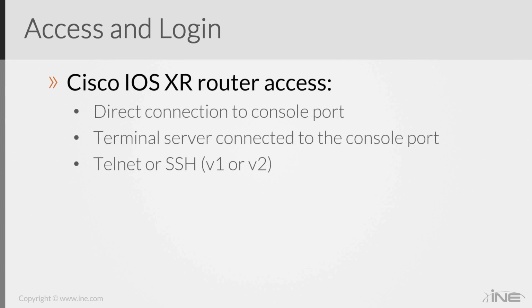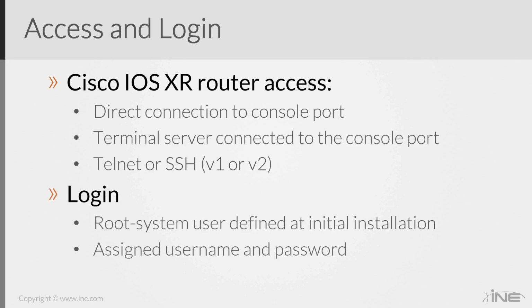Now, logging access and login. When you log into the XR router, you can console directly to the console port. You can use a terminal server connected to the console port, or you can use Telnet or SSH to connect to the box. It's up to you and how you want to do it. Most of the ways are pretty straightforward. And then you have a login, root system user defined at initial installation, and assigned username and password.